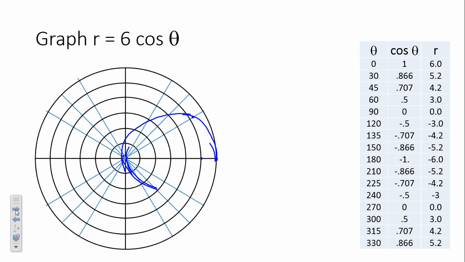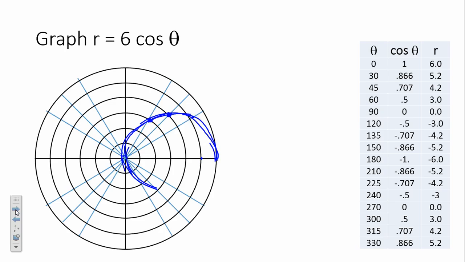Yep, at 45, it'd be at about 4. So 45 degrees, we're 1, 2, 3, 4 out. At 60 degrees, the cosine of 60 is a half, so we'll be at 3 out. 1, 2, 3. Okay, now I'm getting a better look of what this is going to look like. Okay, at 90 degrees, I'm at 0. So 6 times 0 is still 0.